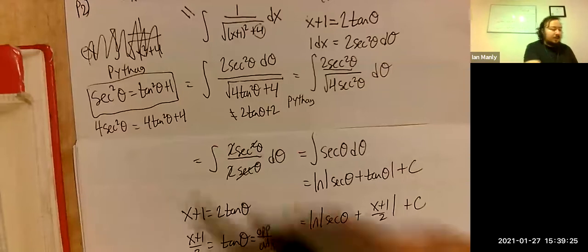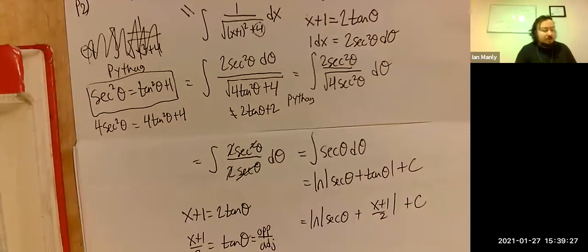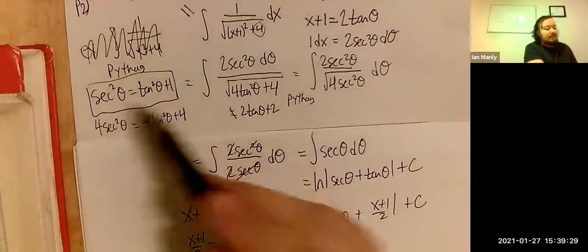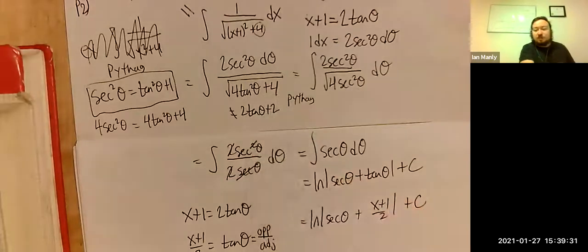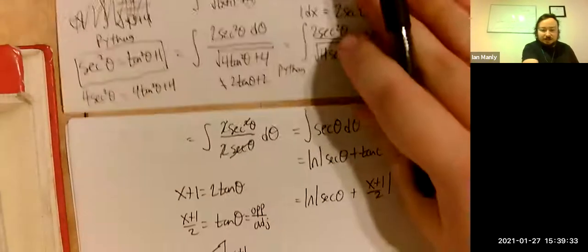That's what's going on here. And this is what we're doing with every single one of these problems. We're using some kind of Pythagorean identity to turn 2 terms into 1. That's what's going on.